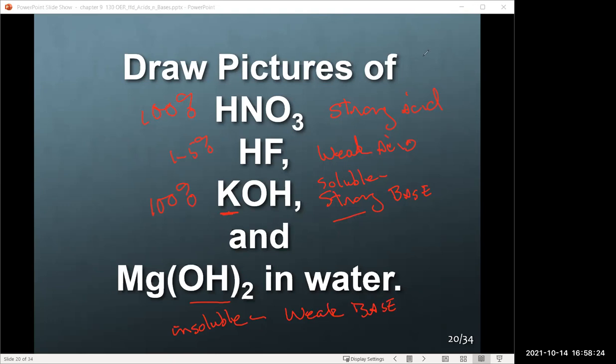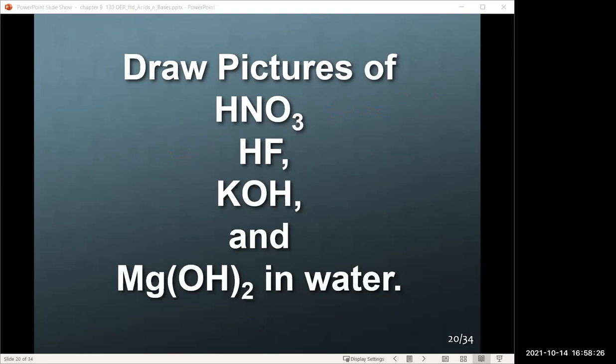Once we do that, we define the ions that are going to be created, and nitric acid will give us the proton and the nitrate ion, okay? We define HF as weak, so we draw the double arrow, and it will have the proton plus the fluoride ion. Potassium hydroxide is defined as strong, so we have a one-way arrow, 100%, all potassium, all hydroxide.